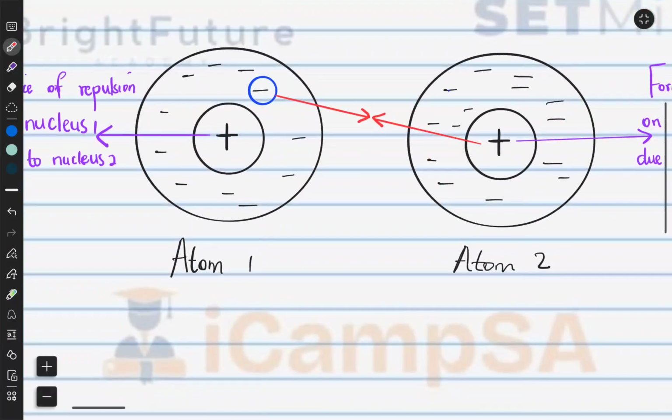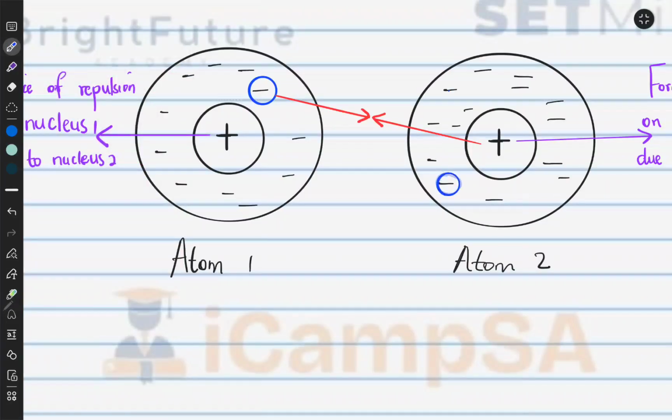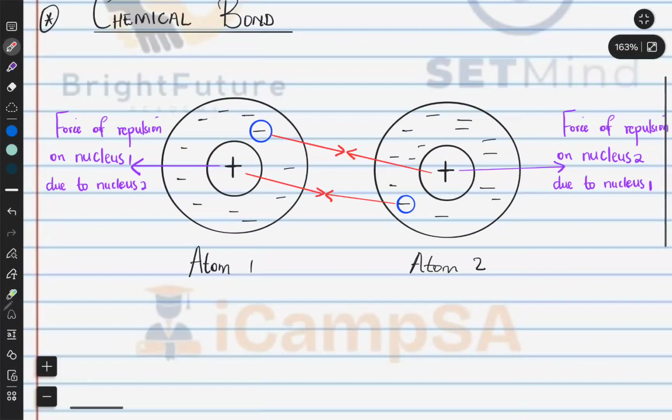The same will happen with the electron cloud surrounding atom 2. It will be attracted to the nucleus of atom 1. So there will be another force of attraction there, like that. Now, if we take a net force of these forces that are interacting between these two atoms, because if you check carefully, you will notice that we have seen two forces here.